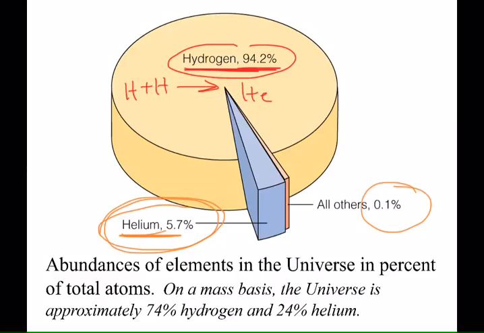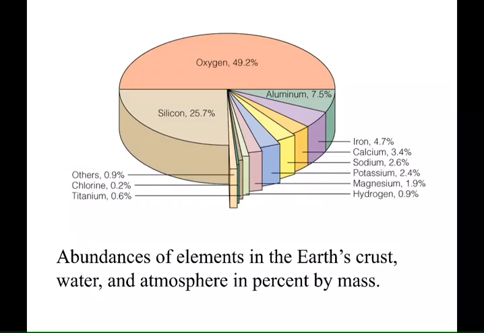And this is actually, let's see, on a mass basis. On a mass basis, since hydrogen is so light, you're looking at 74% hydrogen. But this is actually counting atoms. 94.2% of the atoms are hydrogen in the universe.